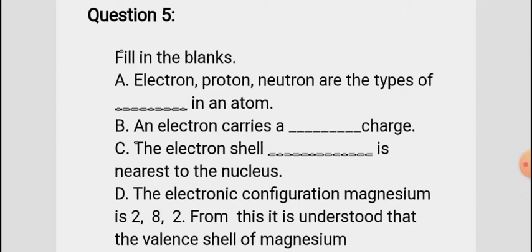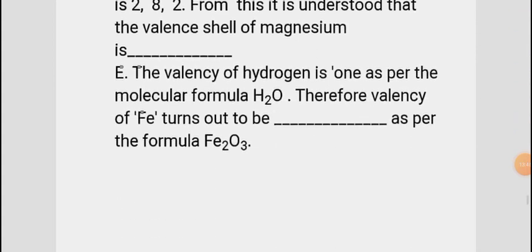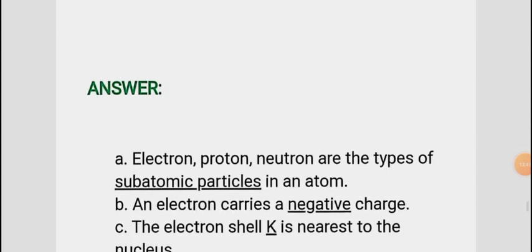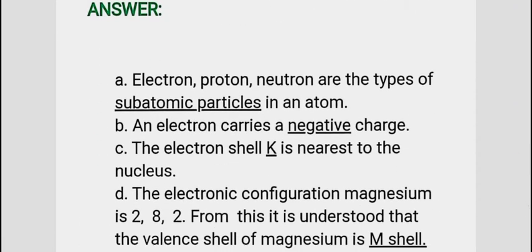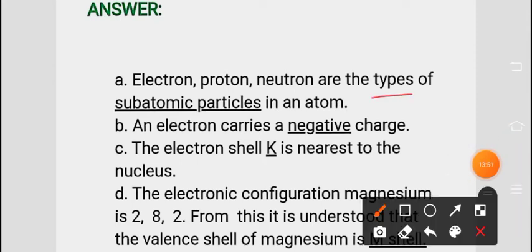Question number 5 is fill in the blanks. So answers for the same. Electron, proton, neutron are the types of subatomic particles in an atom, because we all know atoms are made up of these three subatomic particles. Next, an electron carries negative charge, obviously.